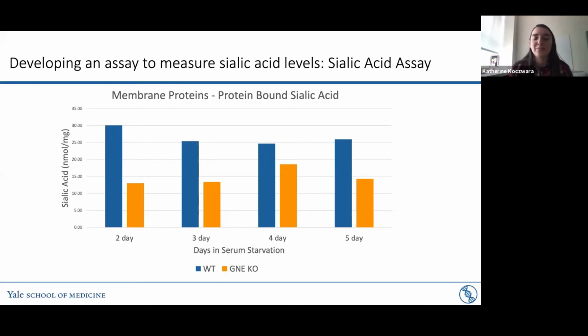So this requires many more replicates and further experimentation to reach the level of robustness and accuracy that we're looking for, but it's a good initial sign that this could be an assay that we could use to look for differences between the healthy cell lines versus the GNE deficient cell lines.